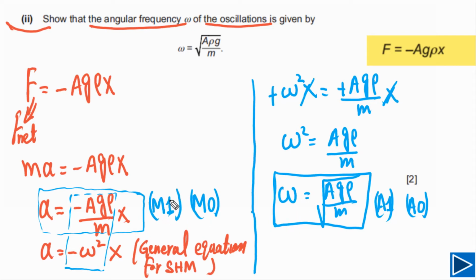M is a must. But if you got the M mark and this answer is wrong, for example, then you will get M1 here and you will get A0 here. But if you got 0 mark here, you will also get 0 mark here, even if this is right. So you have to be very clear with this expression. You have to write down first this one, then you have to write down this.